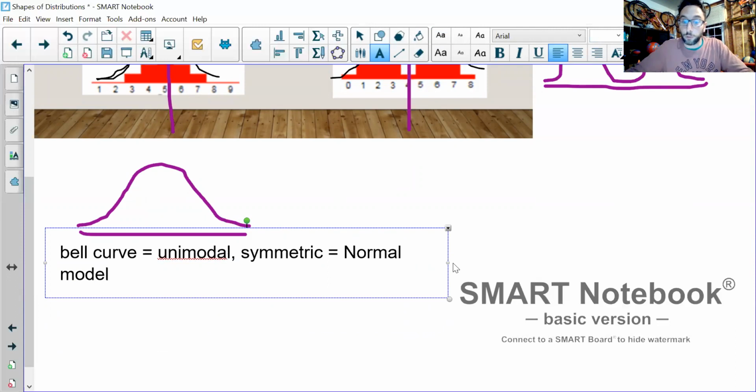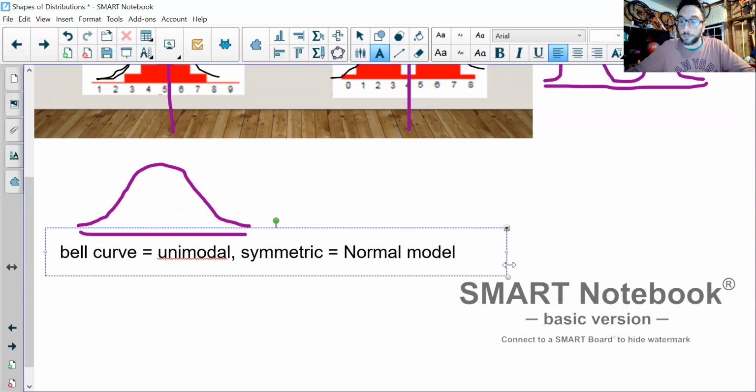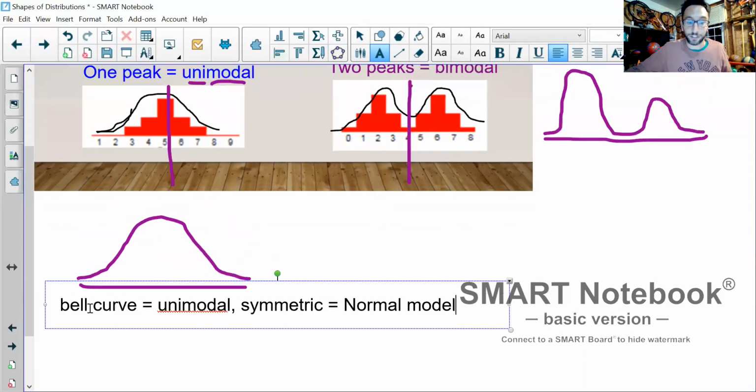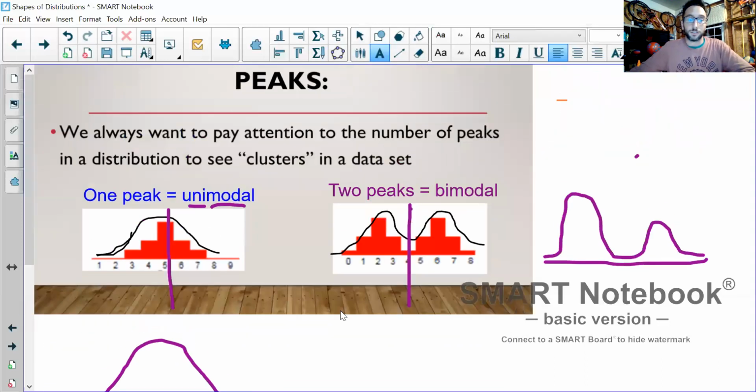The normal model, the normal distribution, is the formal name of the bell curve. We probably hear bell curve more often, but those are all synonyms. So that's definitely something we want to add to our notes down here, in addition to what we talked about with symmetry and peaks.